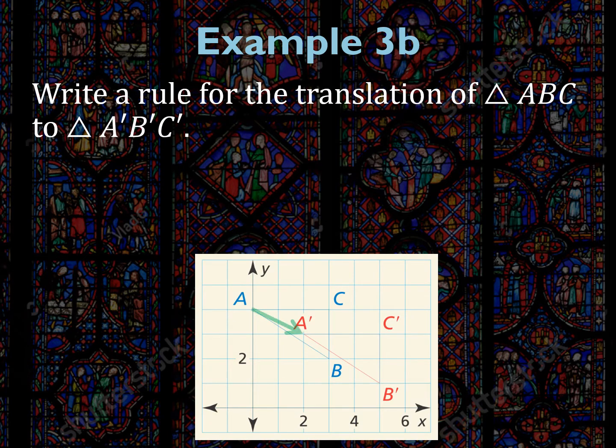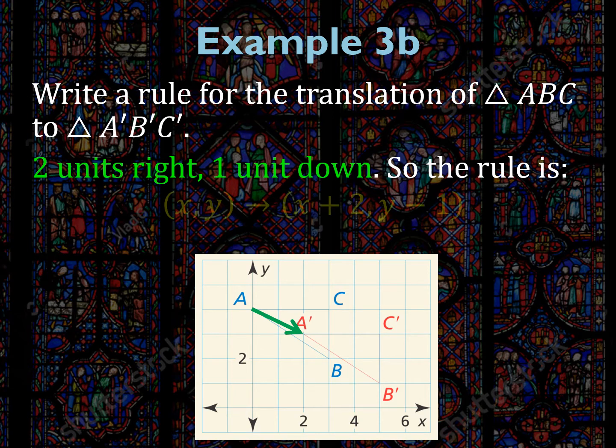So now again, using point A to A prime, to go from A to A prime, you notice you have to go 2 to the right and 1 down. So the rule is (x, y) becomes (x + 2, y - 1). Plus 2 means to the right 2, minus 1 means down 1. And that's going to be true for both points B and C as well.